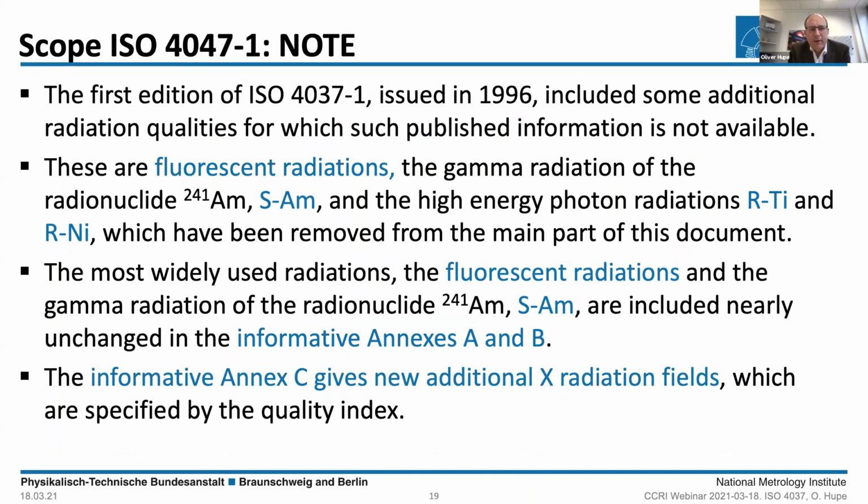That means that, for example, the fluorescence radiation and the americium-241 source, the R-titanium and R-nickel, are removed from the main part, but are kept in the informative annexes A and B. So they are available, but there are no more reference fields anymore because they can't fulfill the requirements.